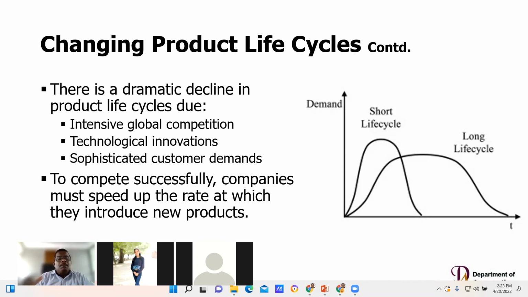You see the impact of global competition on the taxi or hiring vehicles. Technological innovation, same thing. Uber is a classic example of technological innovation, and online purchasing, online bank transfer.